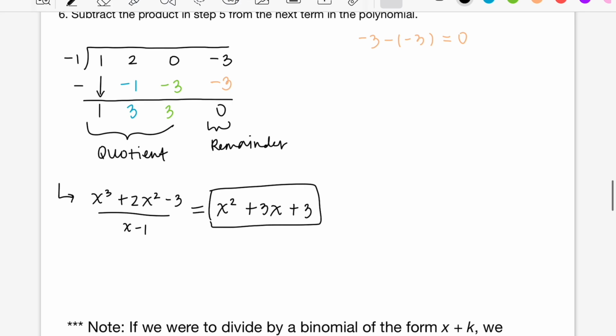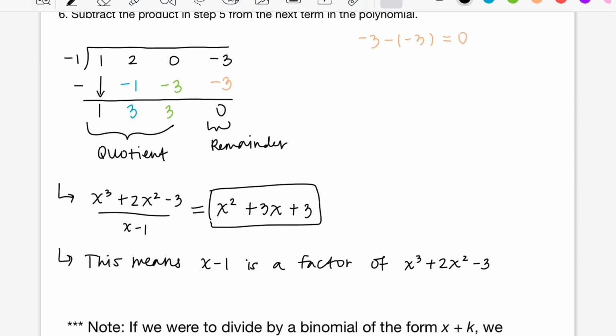Okay? Now note here, this also means that this x minus 1 here is a factor of our original polynomial. And the reason being is because we can multiply this guy by this guy to get our original polynomial.